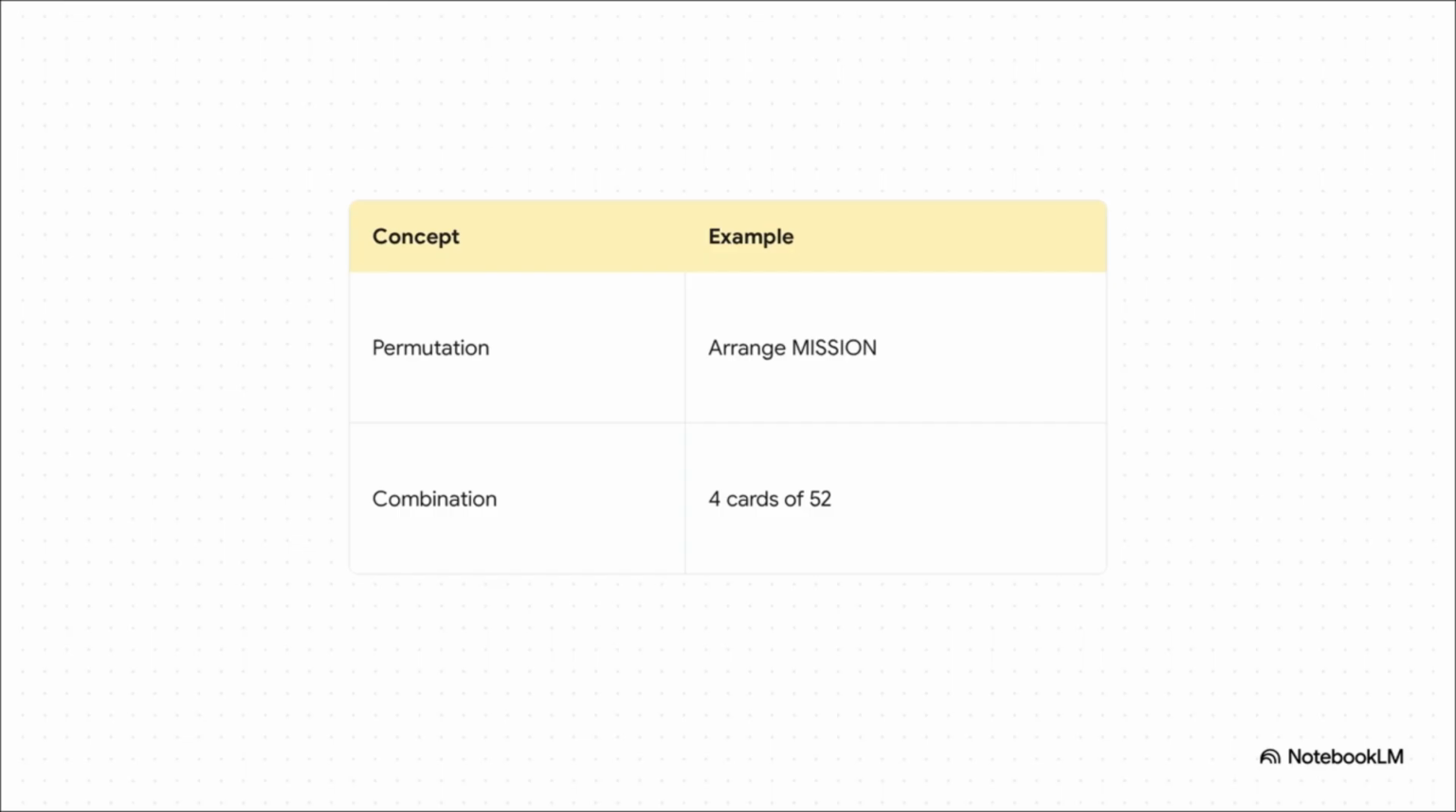For permutations where order matters, you might be asked to find the number of distinct mathematical arrangements of the letters in the word mission. Because there are duplicate S's and I's in there, the order of every unique letter totally changes the final arrangement. For combinations where order is irrelevant, you're going to see problems like calculating the number of ways to choose 4 distinct cards from a standard pack of 52 playing cards. Getting this distinction locked in early is the absolute key to mastering combinatorics.